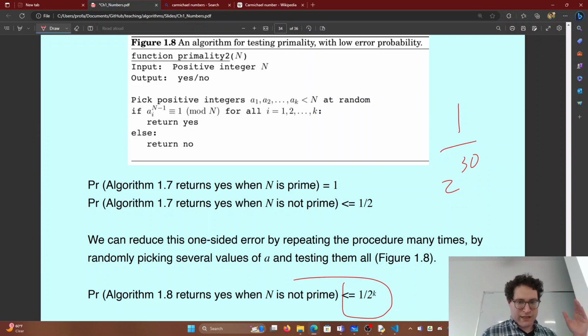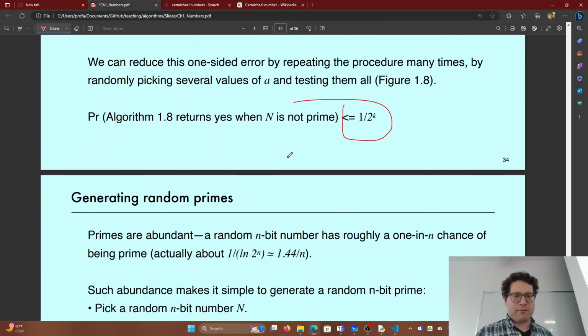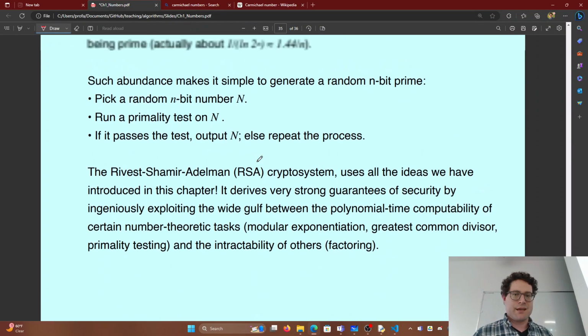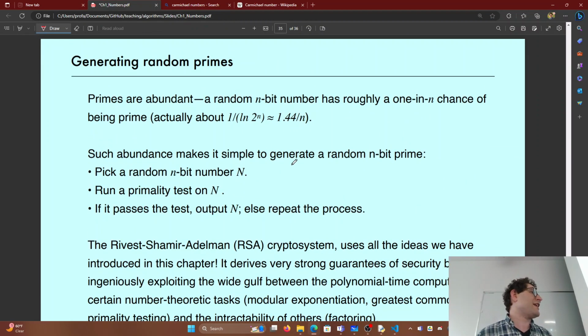So that's good. Now on the flip side of things, how do we generate a prime number? Fun thing, if you generate an n-bit number, it's got a roughly 1 in n chance of being prime. Technically, it's that number, 1.44 divided by n, so a bit better than 1 in n.